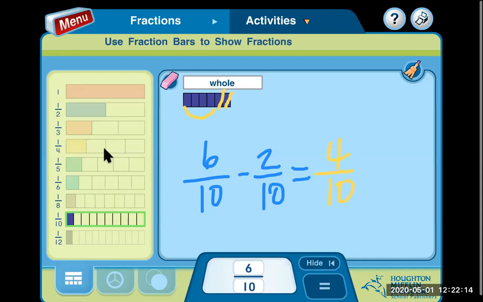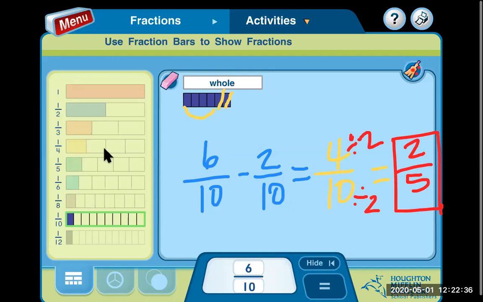Now, 4/10 is not in simplest form yet. What common factor do you think we have that we can divide both 4 and 10 by? Hopefully you can see that it's 2, because they're both even. That would give us 2/5. Now, 4/10 is equivalent to 2/5. Let me show you how that looks.